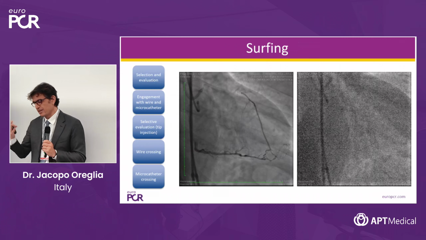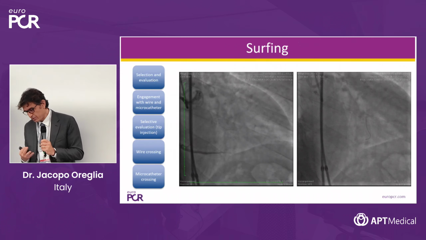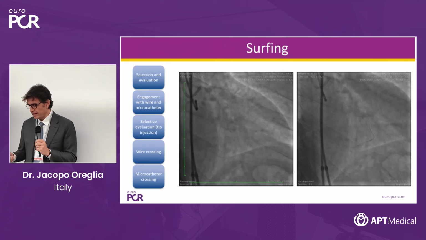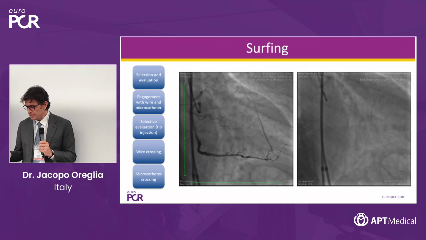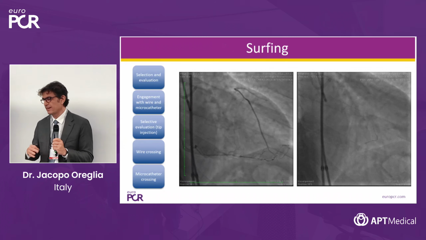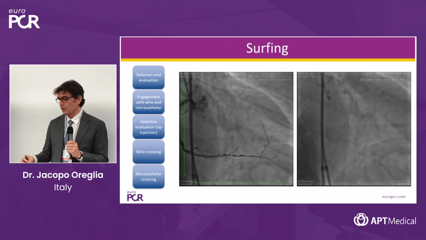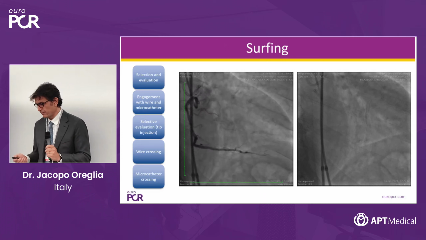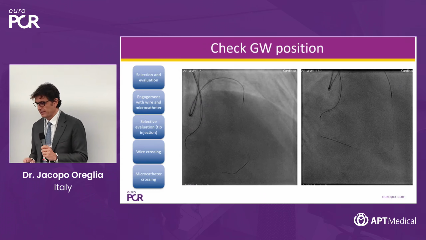So this is another situation, the surfing. This is a single, let's say, almost a single. There are two collaterals, in this case from the right to the left system. And in this case, you see that there is no tip injection. We just advanced the guide wire based on the basal angiogram, and the wire goes through. So these are the two techniques, surfing or contrast guided, to cross the septal.